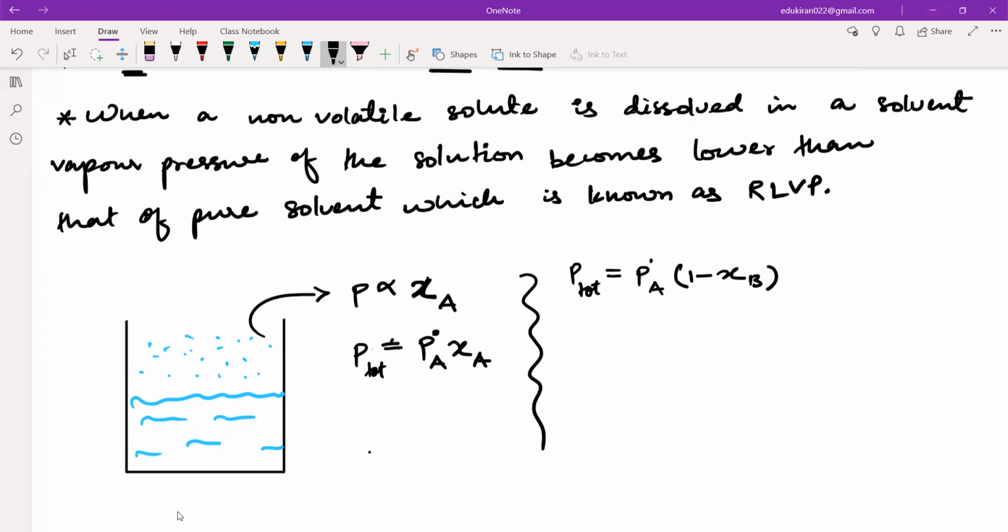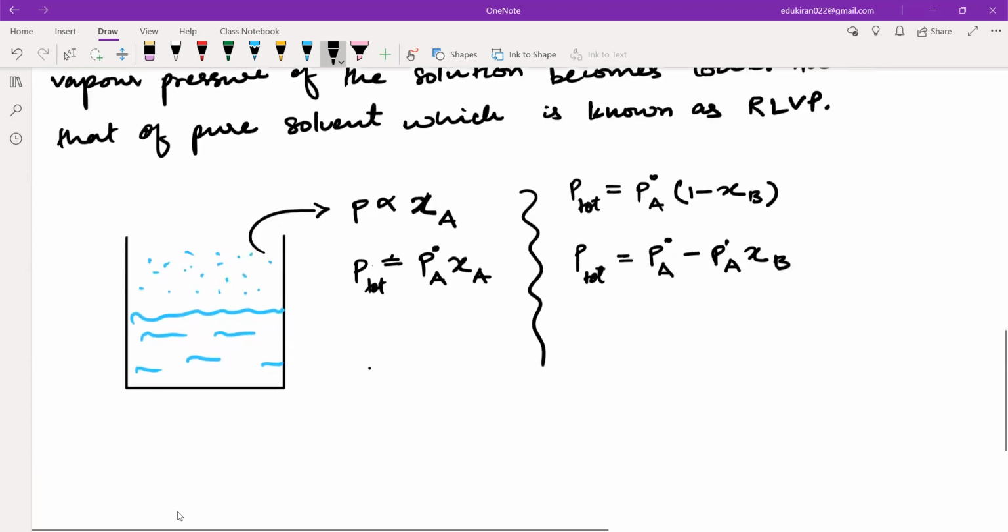Okay. Now what can we do? This is P total, and this is P naught A. Now we will see the difference between them. We can write P total is equal to P naught A minus P naught A chi B. Correct? Yes or no? Please tell me. Yes, sir. Okay. Now I will write the difference.